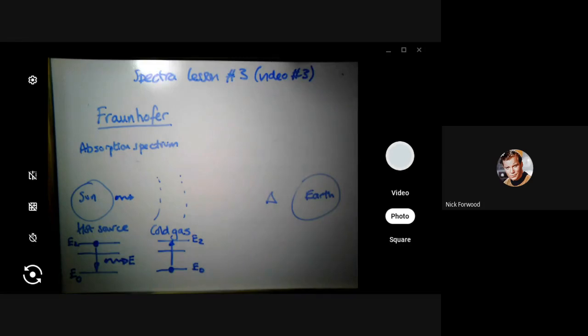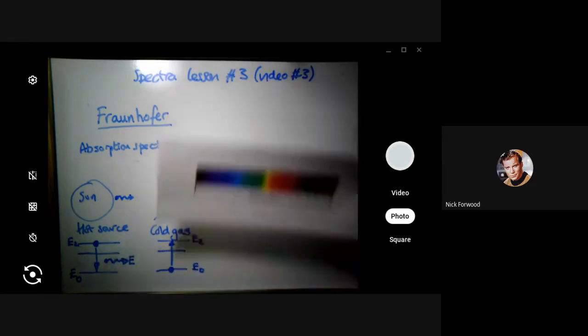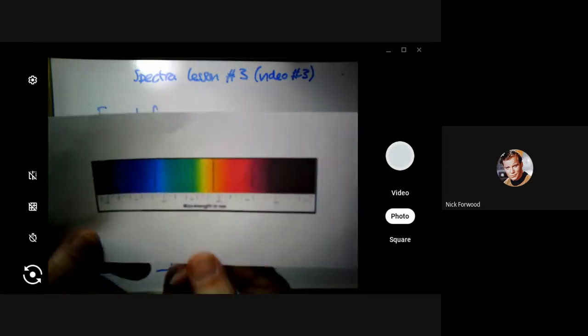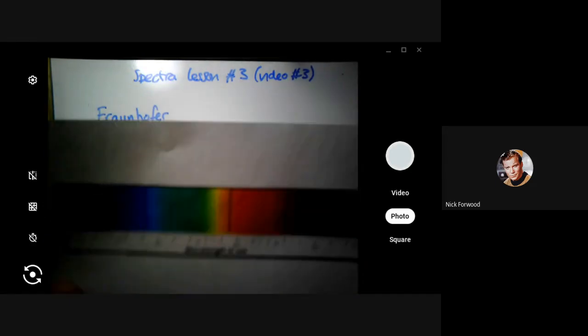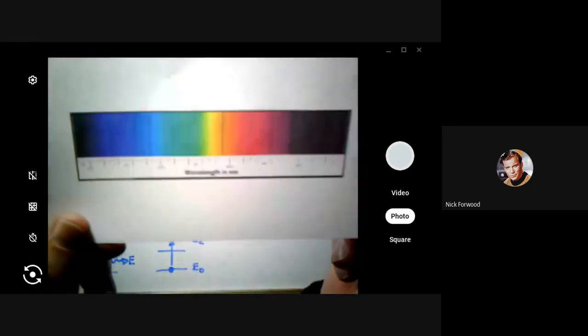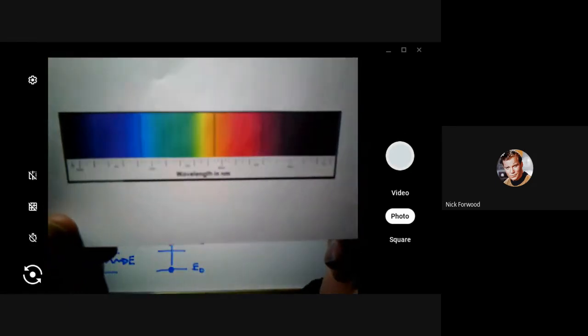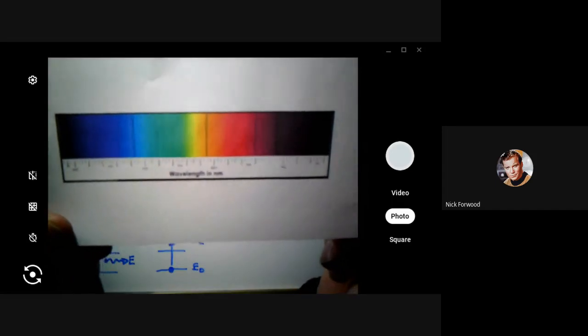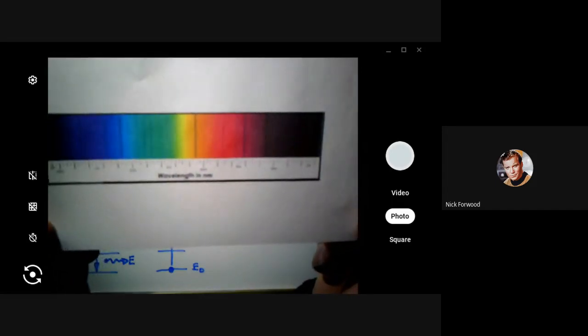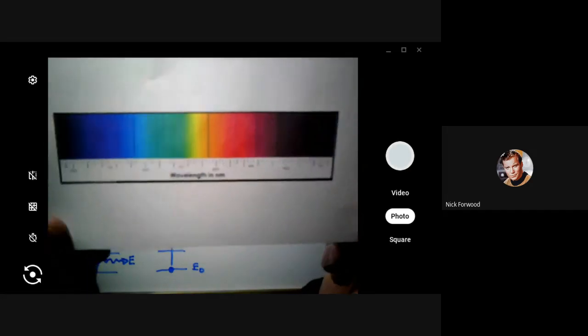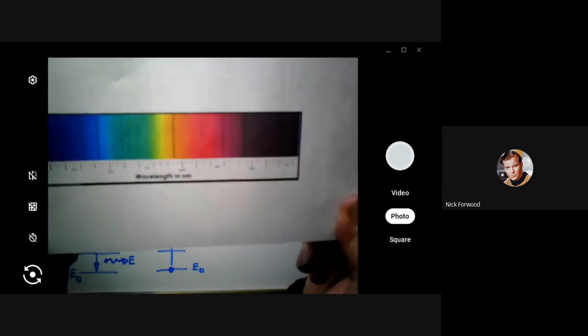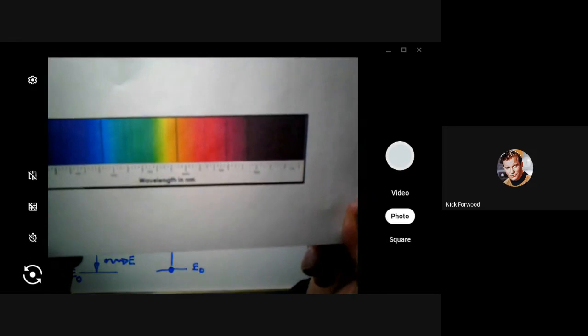Okay, and this leads to something called Fraunhofer lines, discovered by Mr. Fraunhofer. Now, I'll hold this up here. Here is a continuous spectrum with a whole load of lines that are missing, and each one of these lines is called a Fraunhofer line, where energy has been absorbed.